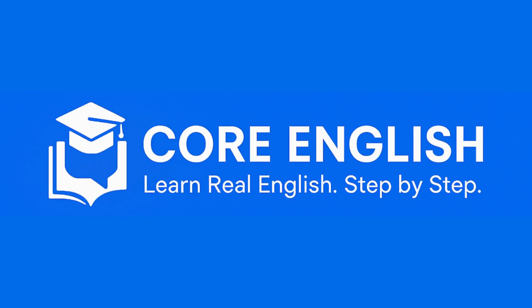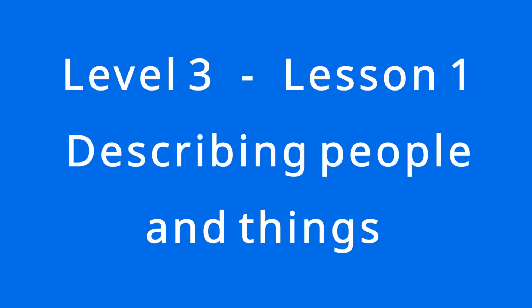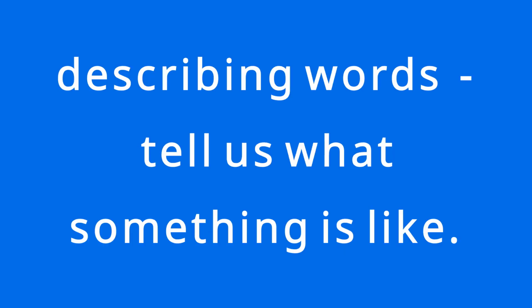Welcome to Core English Level 3, Lesson 1. In this lesson, we're going to learn how to describe people and things in English. English uses describing words to tell us what something is like. These words are also called adjectives.